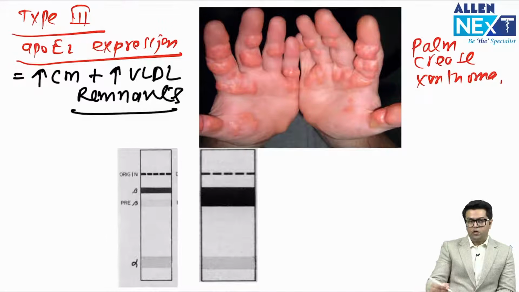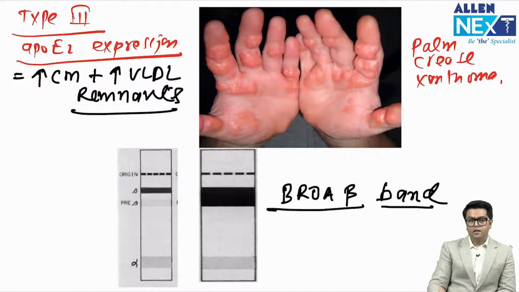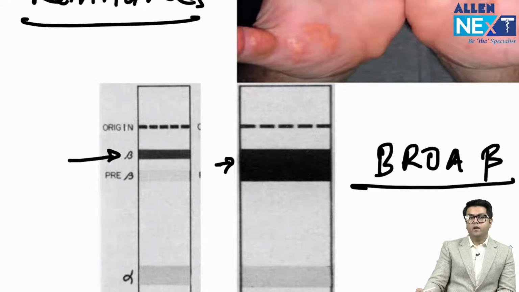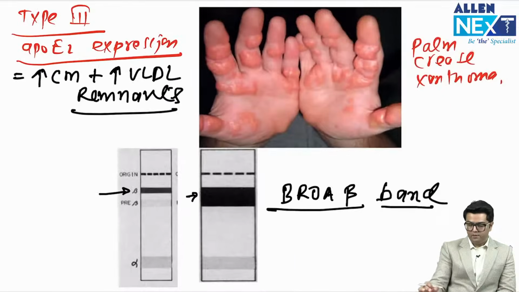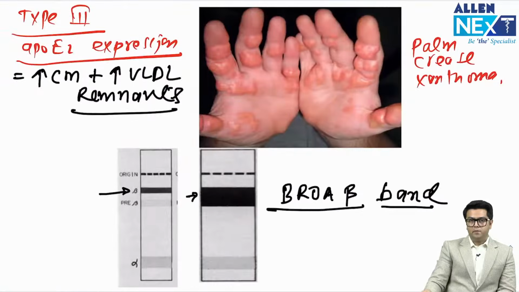And guys, because of these remnants, there will be appearance of the broad beta band on the electrophoresis, right? You can see this is the normal beta band, black color here, and this is the broad beta band here. Fine, guys. So this is type 3 hyperlipidemia. Till now it is not a common question. Type 1 and type 2 are very common in the MCQ, but yes, remember type 3 also.